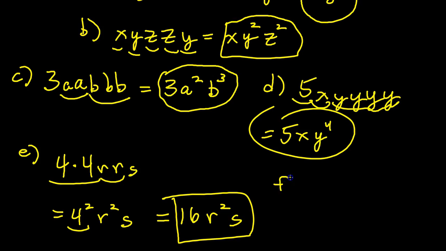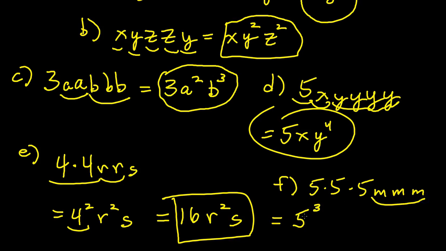And one more in this example. F: 5 times 5 times 5 times m times m times m. Implied multiplications going on there. Well, 5 times 5 times 5 is 5 to the 3rd power. And of course, m times m times m is m to the 3rd power. 5 to the 3rd power, well, that's 5 times 5 is 25, and 25 times 5 is 125. That's kind of a common power of 5 we're going to be memorizing by our homework practice. So I'll call this final answer 125 m cubed.